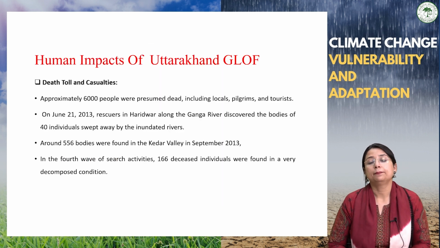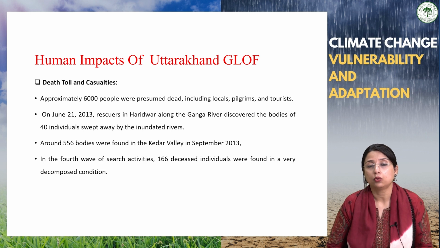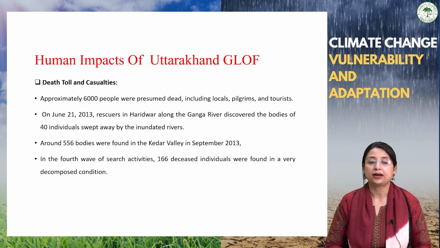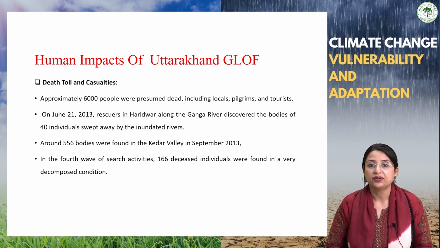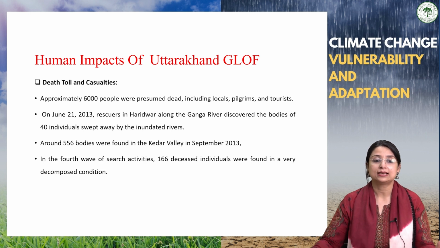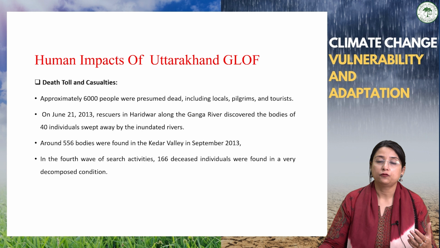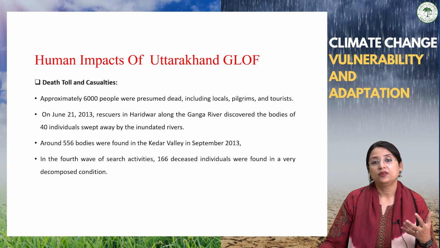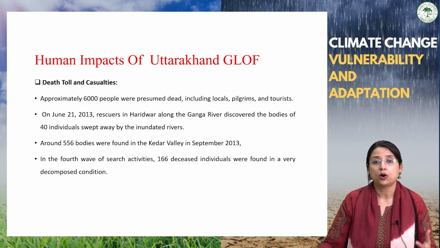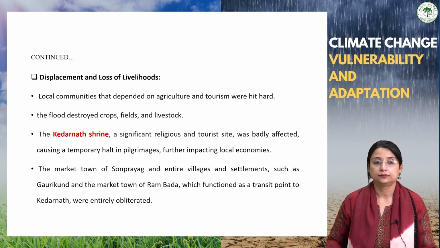What are the human impacts of the Uttarakhand GLOF? If we see the human impact regarding the death toll, already we have discussed that approximately 6,000 people were presumed to be dead, and the dead bodies were recovered not only on those dates but even in the first wave of rescue operation, second wave, third wave, fourth wave of search activities. Various deceased bodies were recovered.